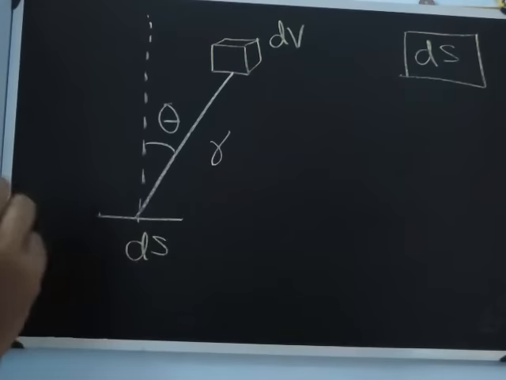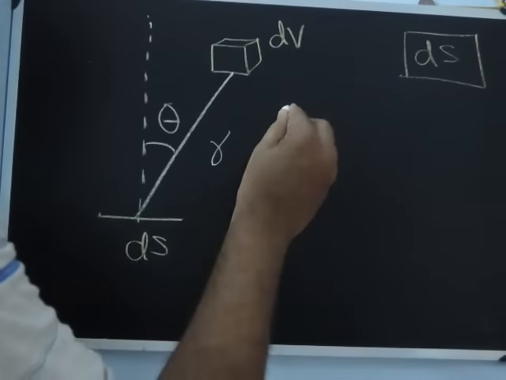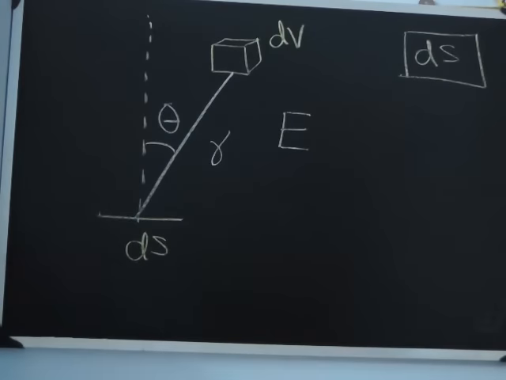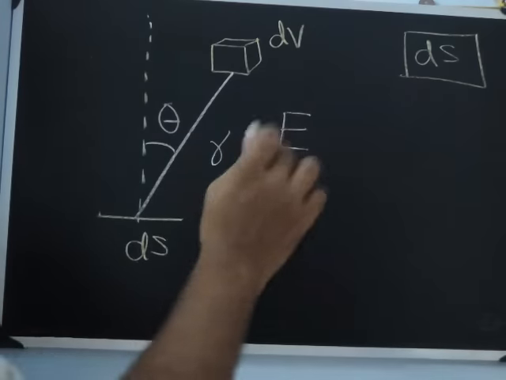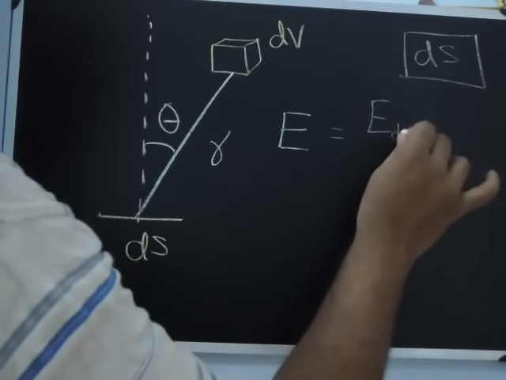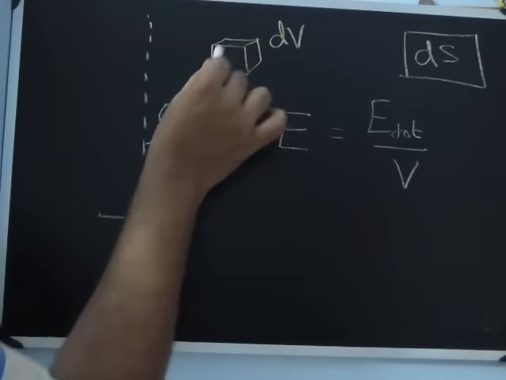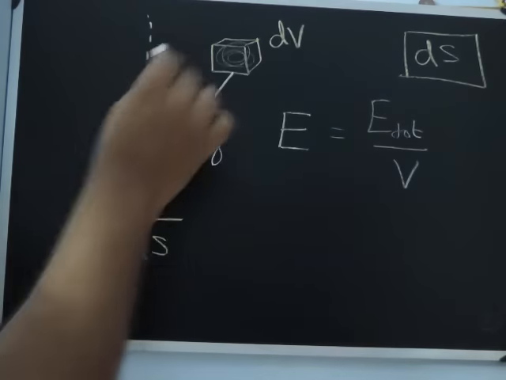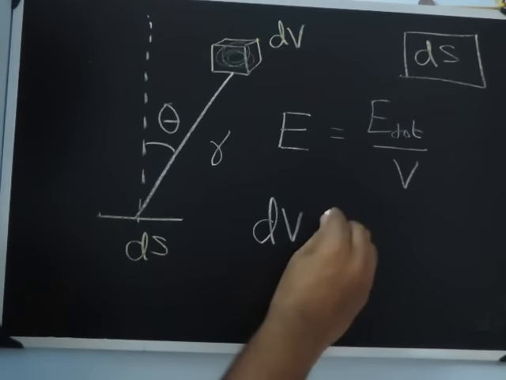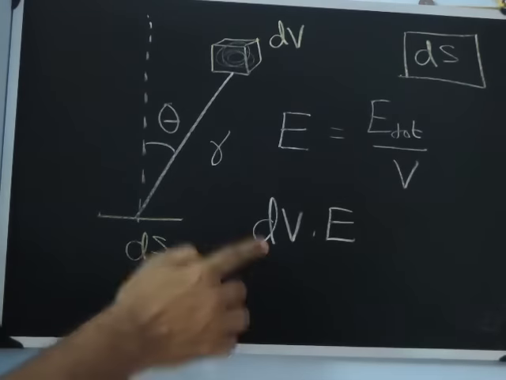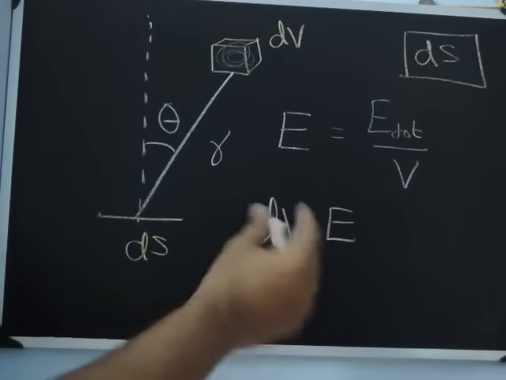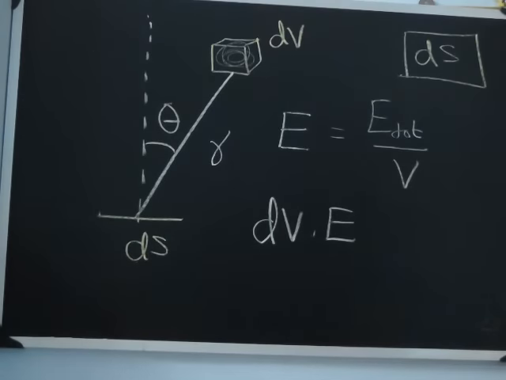Now I want to find this dV. I'm going to assume that the sound energy density in the room is E, and that is constant throughout the room. This energy density is the total energy per unit volume. I want to find how much sound energy is within this volume element dV, which will be dV times the energy density. The product will give me the energy contained within dV. I'm going to find out how much of that energy reaches this dS surface in one unit time. So we'll start with finding dV.